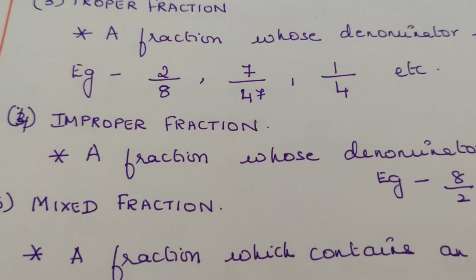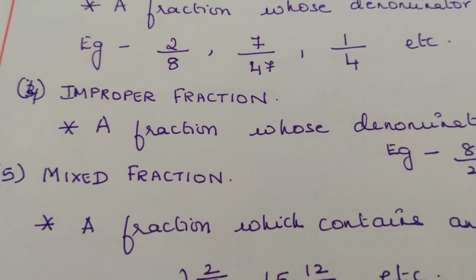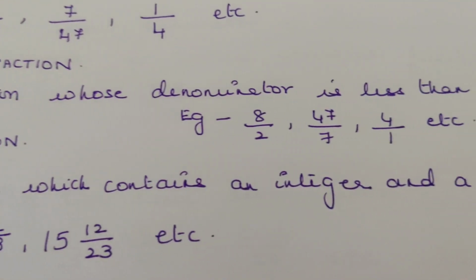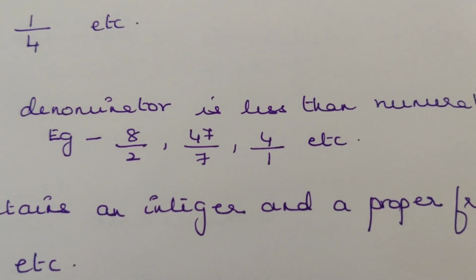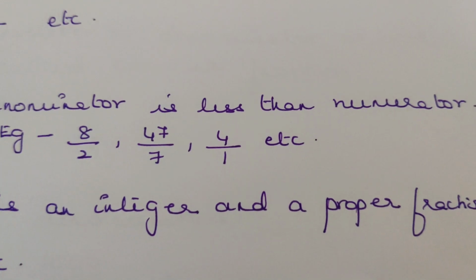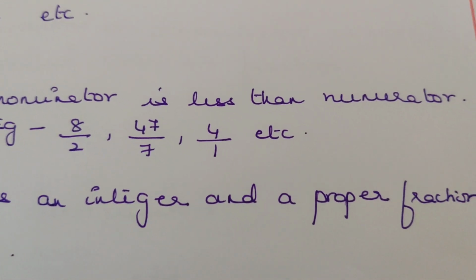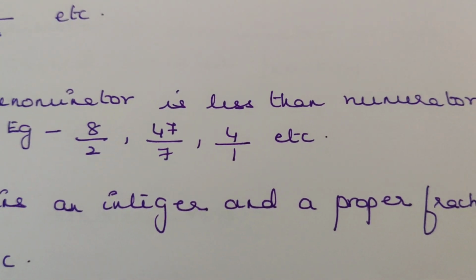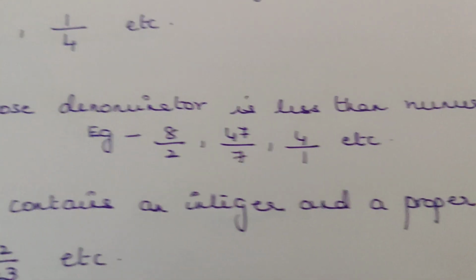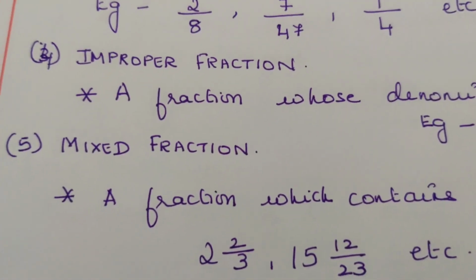These are proper fractions. What is an improper fraction? An improper fraction is a fraction whose denominator is less than the numerator. So giving you examples, 8 by 2, 47 by 7, 4 by 1, etc., where the numerator is greater than the denominator. Such fractions are called improper fractions.